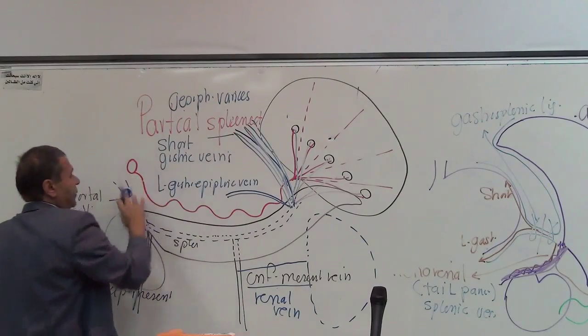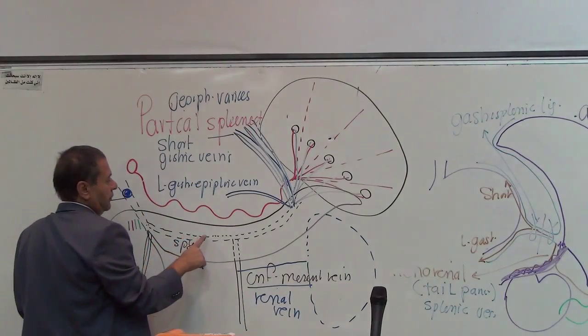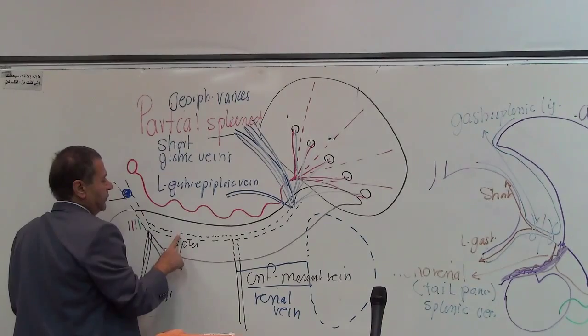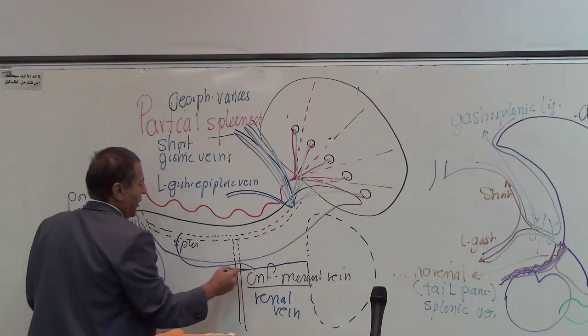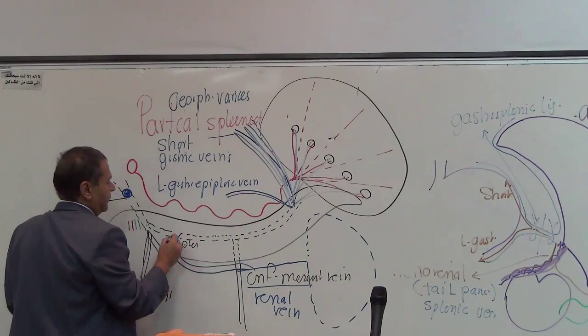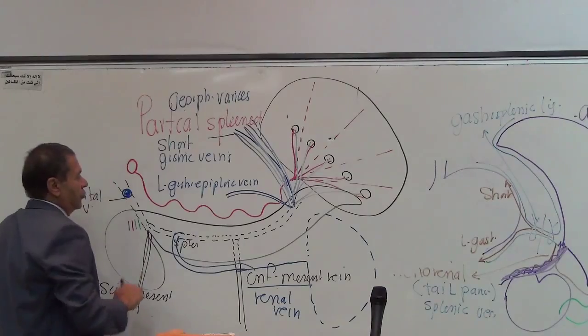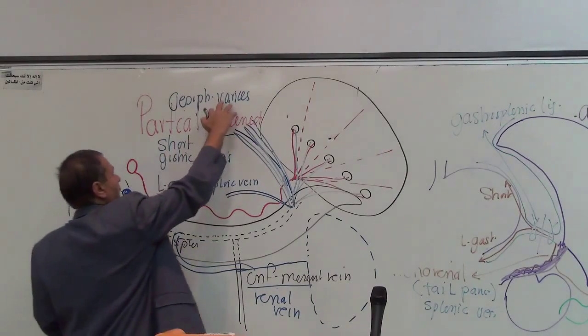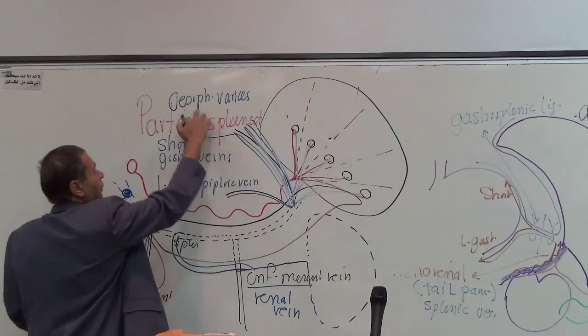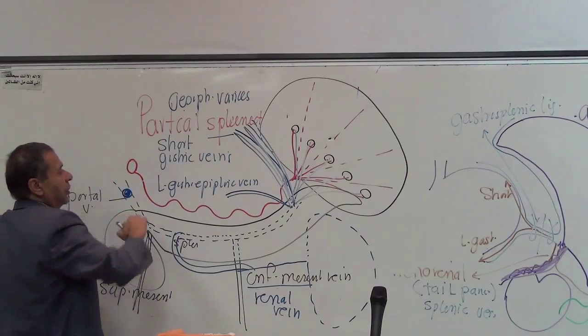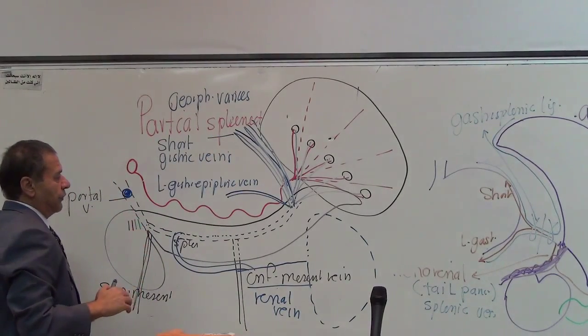If there is portal hypertension, I can shift this splenic vein and anastomose it with the left renal vein. So the blood pressure, which is very high here, will pass into the general circulation. So it will decrease the esophageal varices. It will decrease the complication of varices.